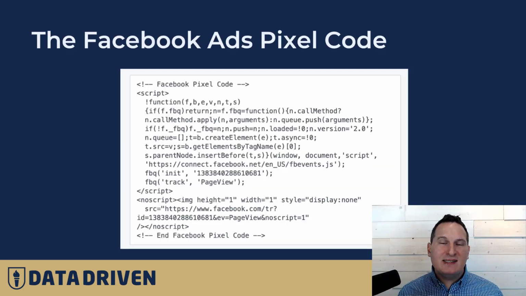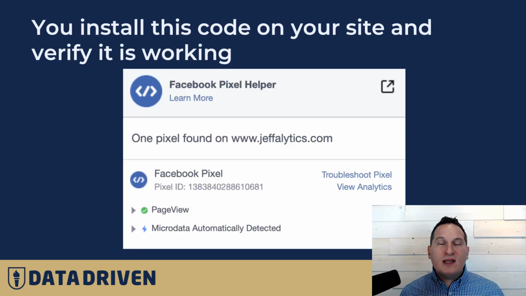And so Facebook has this thing called a pixel. Facebook has the Facebook ads pixel code, and you take that and put it onto every page of your website. Then I use something called the Facebook Pixel Helper to verify that it's working properly. So as you can see here, I am tracking page views. I am tracking everything that comes along on Jefflytics and Data Driven and all the different websites that I have.